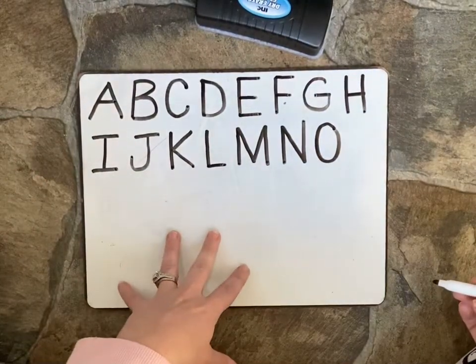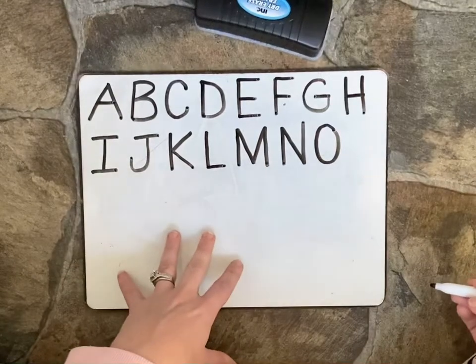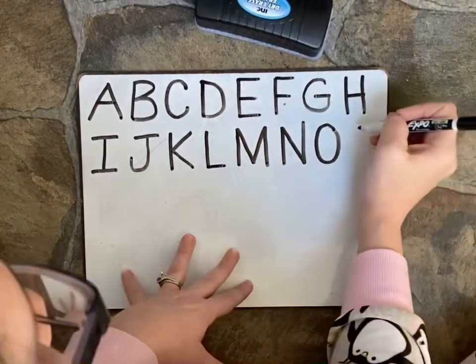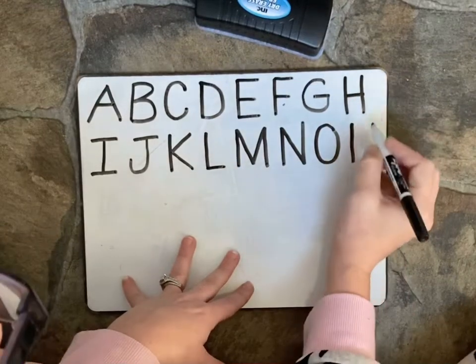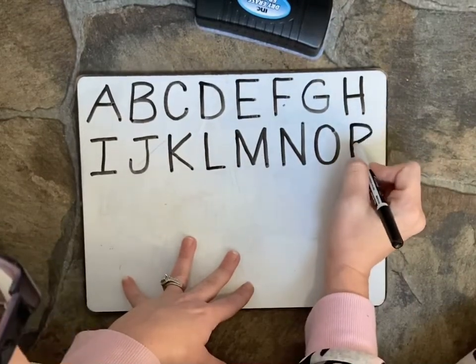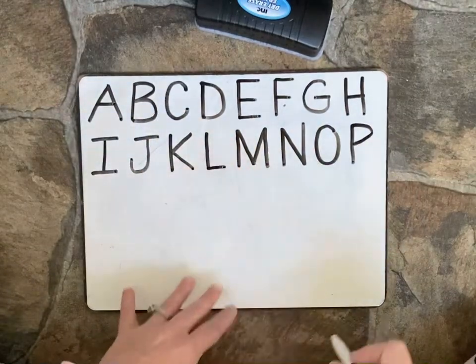What comes after O? P. So we're going to start at the top, pull down, and then go back to the top and just go around one time. It's kind of like the uppercase B.